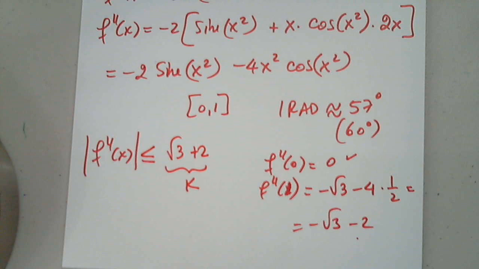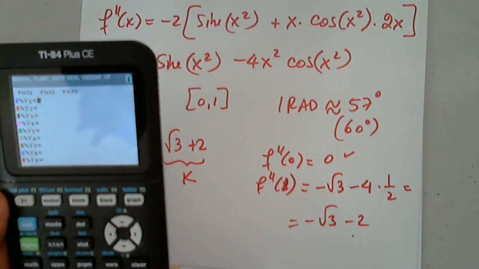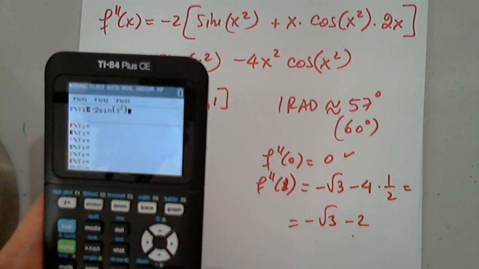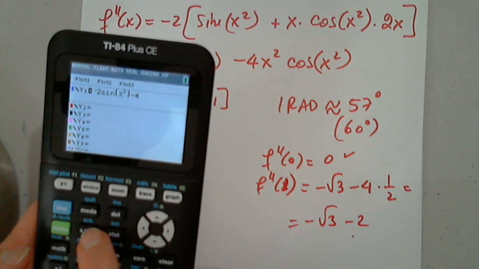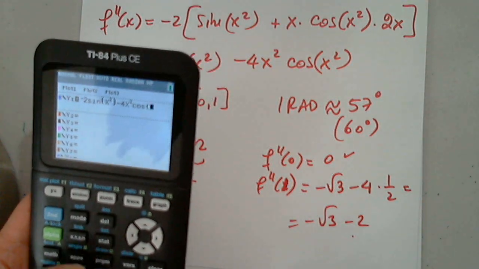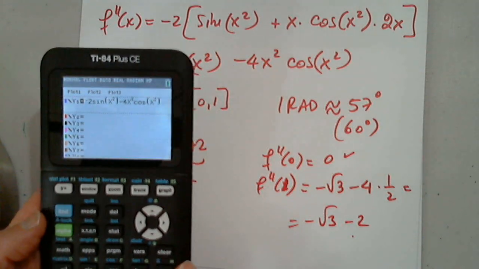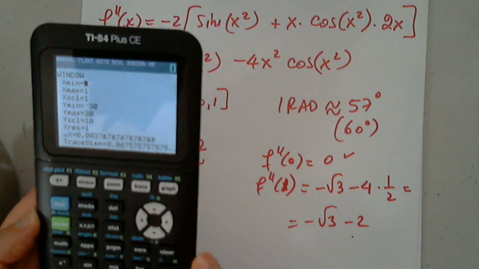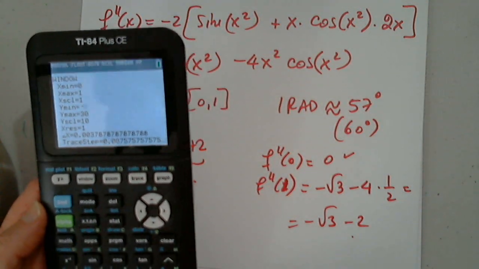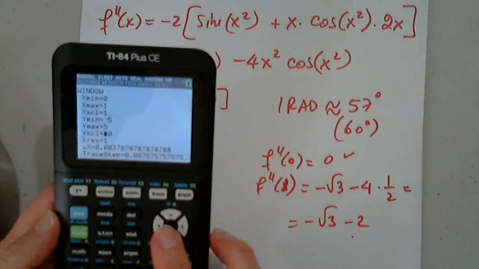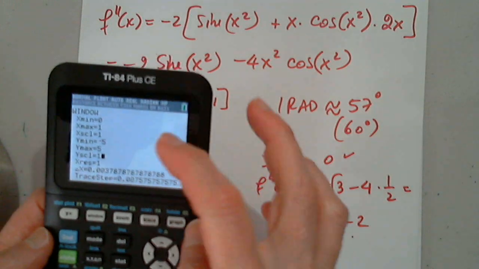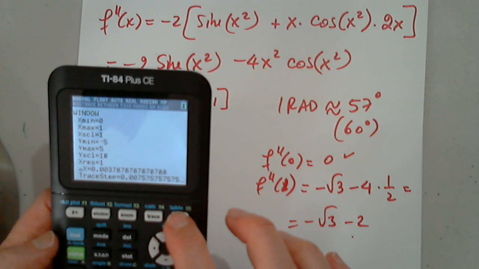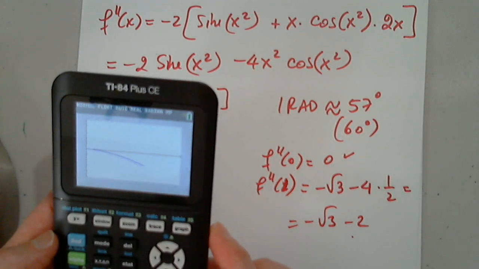That needs to be put in the graphing, in the relationship. So I like to double check, and I'm going to enter in y equals negative 2, and then sine of x squared, and then minus 4x squared, and then cosine of x squared, and close. Of course, all I need is the interval 0, 1. So 0, 1 with a scale of 1, and negative 5, 5 with a scale of 1. And I press graph. Good.